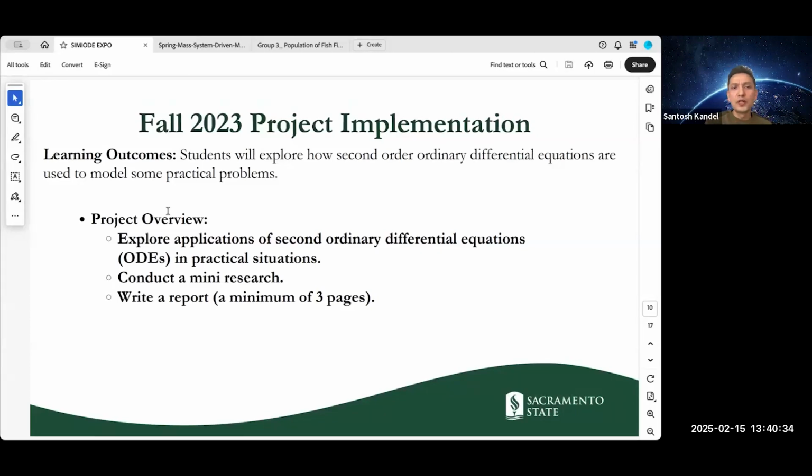So for the implementation, the overview was that students explore some applications of second order differential equations. Just to take a step back, I use the textbook by Dennis Zill for my class. I find that book interesting, and it also has a lot of application-based problems.